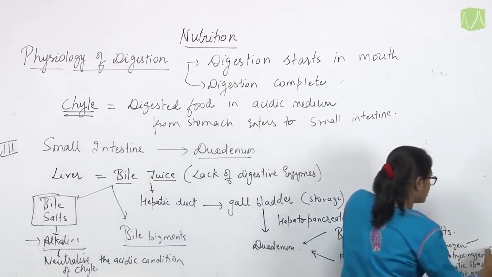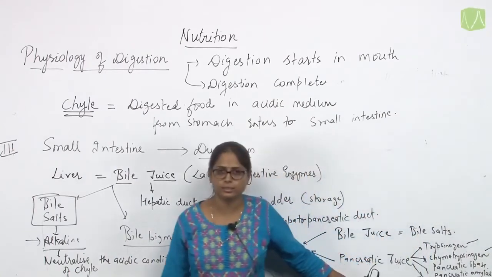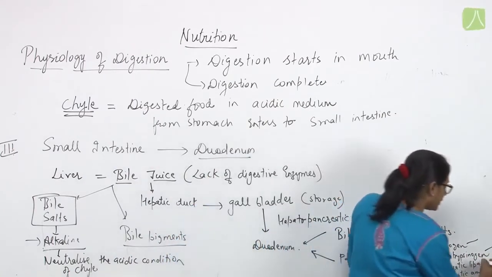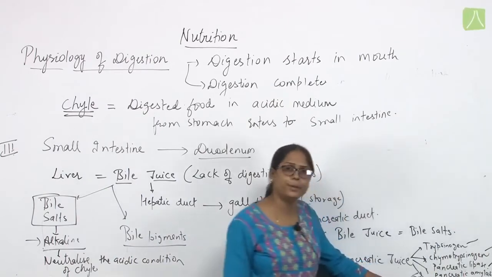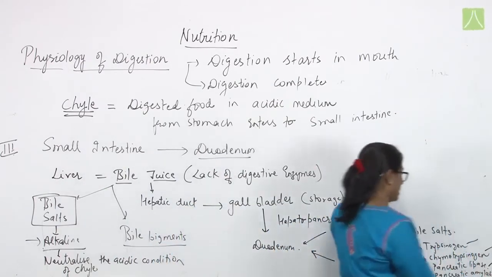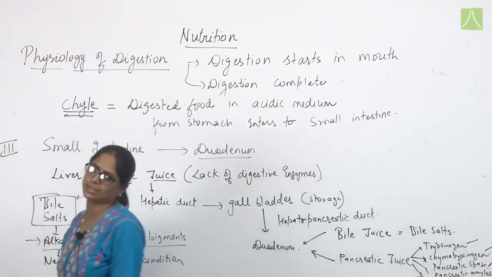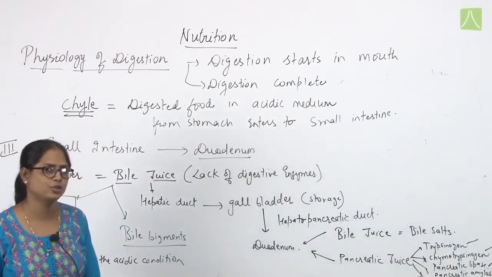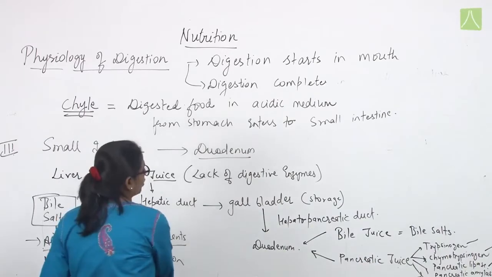Trypsinogen and chymotrypsinogen are the protein digesting enzymes. Pancreatic lipase is the lipid or fat digesting enzyme. Pancreatic amylase is the carbohydrate digesting enzyme, that means the starch digesting enzyme. Now how are they going to act?